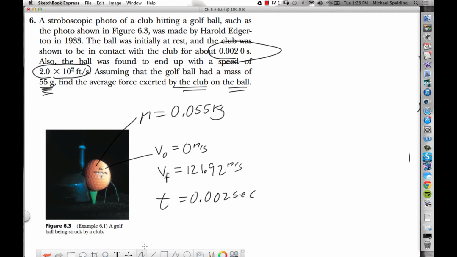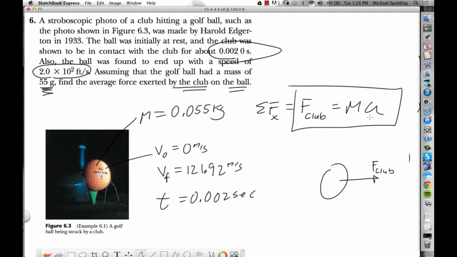Okay, solving this with forces. Look, here's the ball. Oh, force of the club. It's like that. So look, if you sum the forces in the x direction, force of the club, hey, what does net force always equal? ma. So we could find the force of the club this way. Now we just have to find the acceleration. Do we have enough to find the acceleration of the ball? Yeah. You go like this.